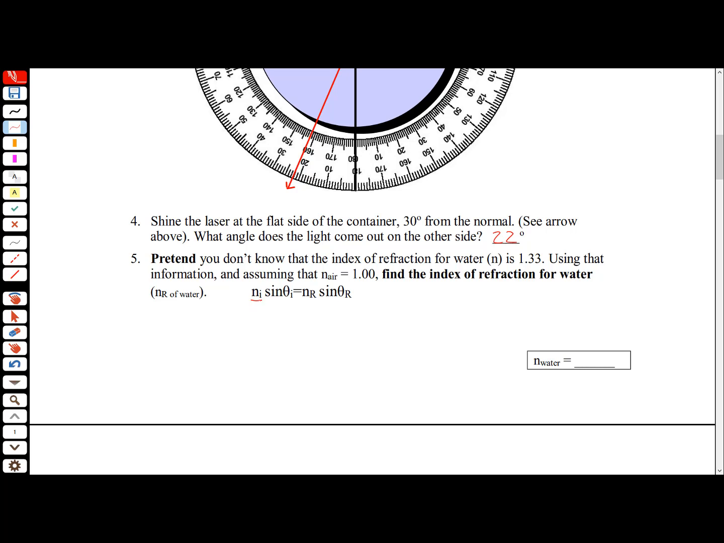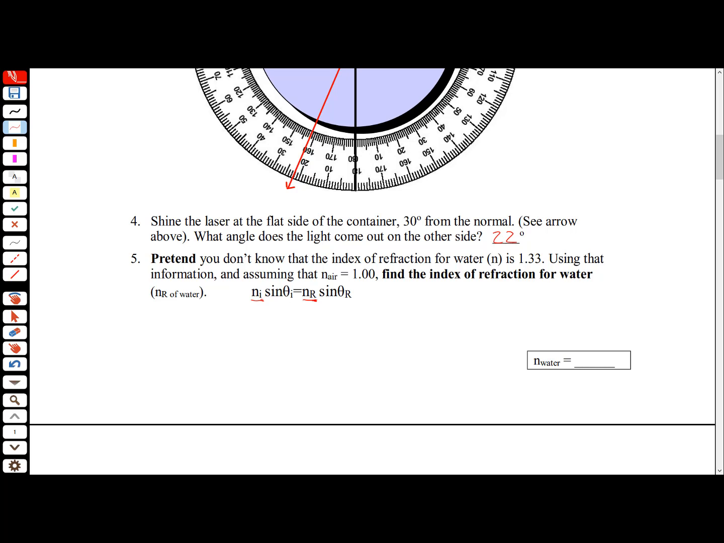We have Ni and Nr. Ni refers to your index of refraction, specifically the index of refraction for the first medium, where the light is coming from. And Nr, the refracted index of refraction, refers to how well light slows down or bends in the second substance, the one that the light goes into.